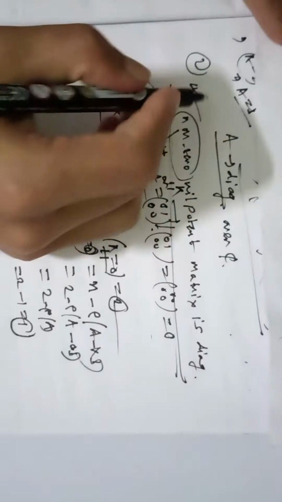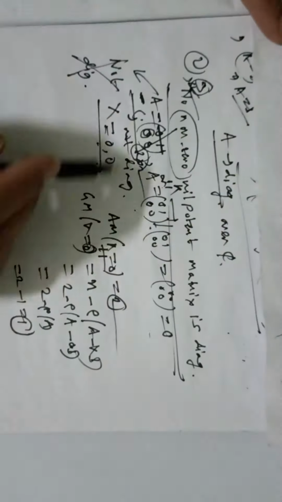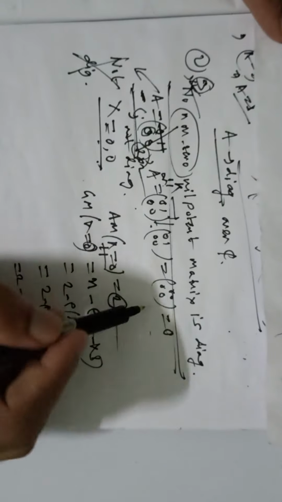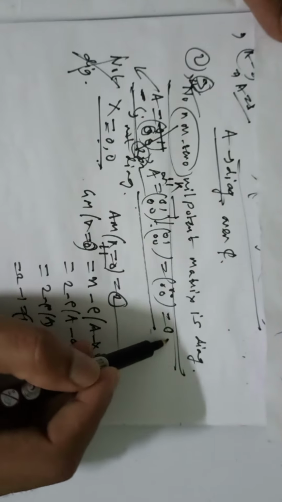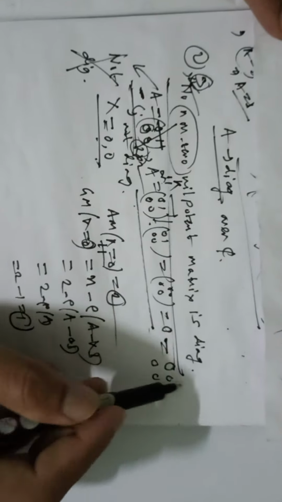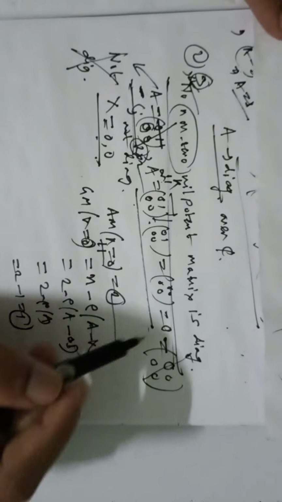The next one says that A squared is diagonal. Using the same example, if you choose A equal to [0 1; 0 0], then I have proven that A squared equals 0. And the 0 matrix is diagonal, because the diagonal entries are 0. So it is diagonal.